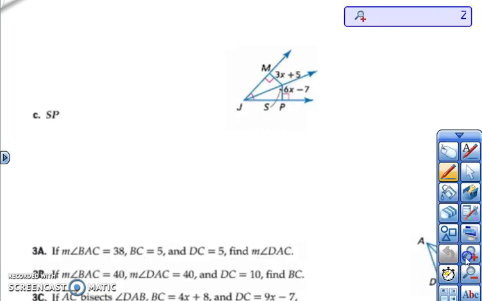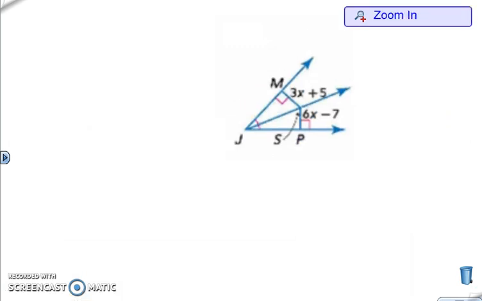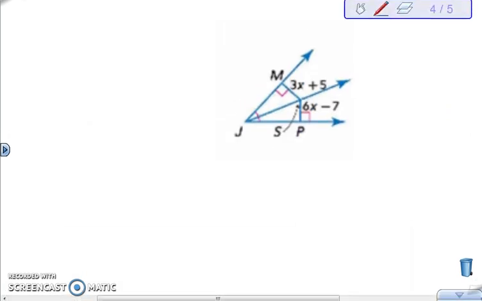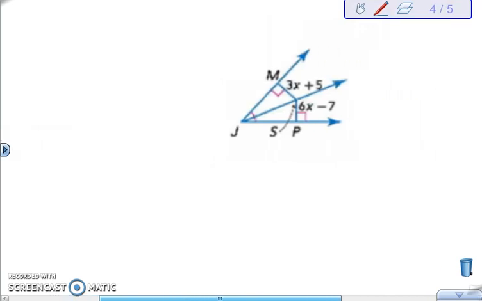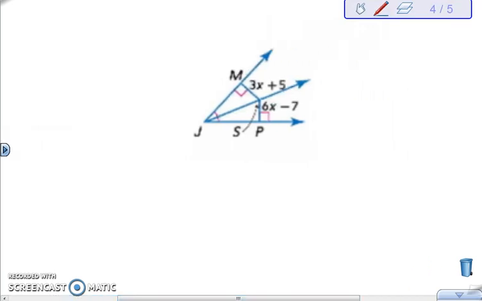Finally, look at one with some algebra. So we are looking for the length of SP. S is this point right here, so we want this guy. Again, we've got our right angles. The angle is marked as bisected or cut in half. Therefore, 3x plus 5 must equal 6x minus 7.